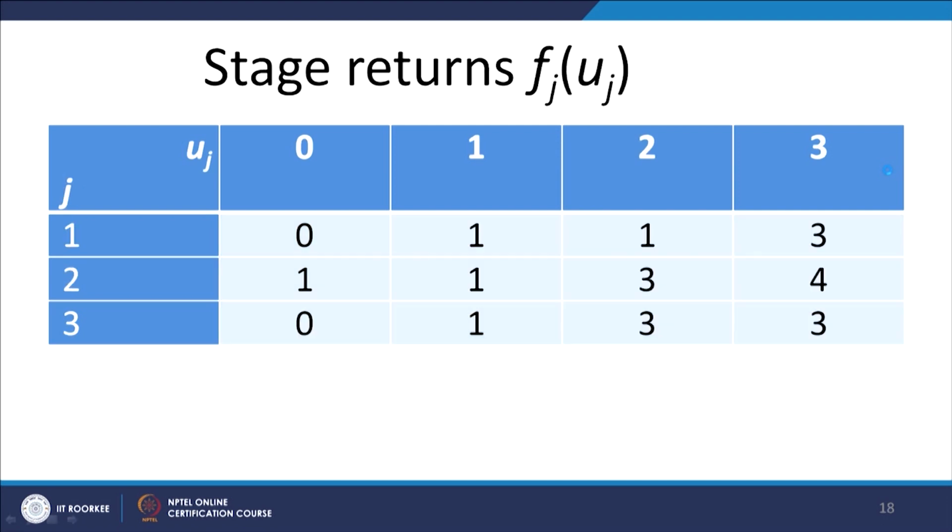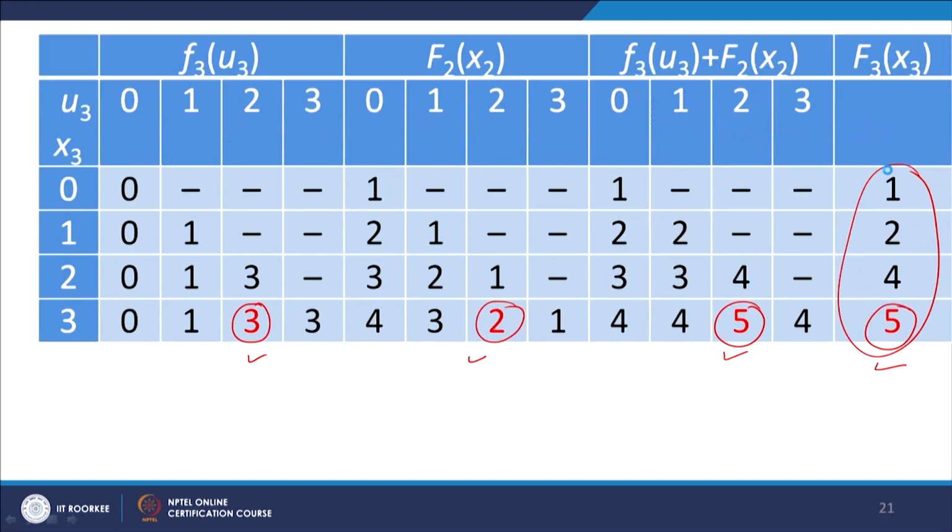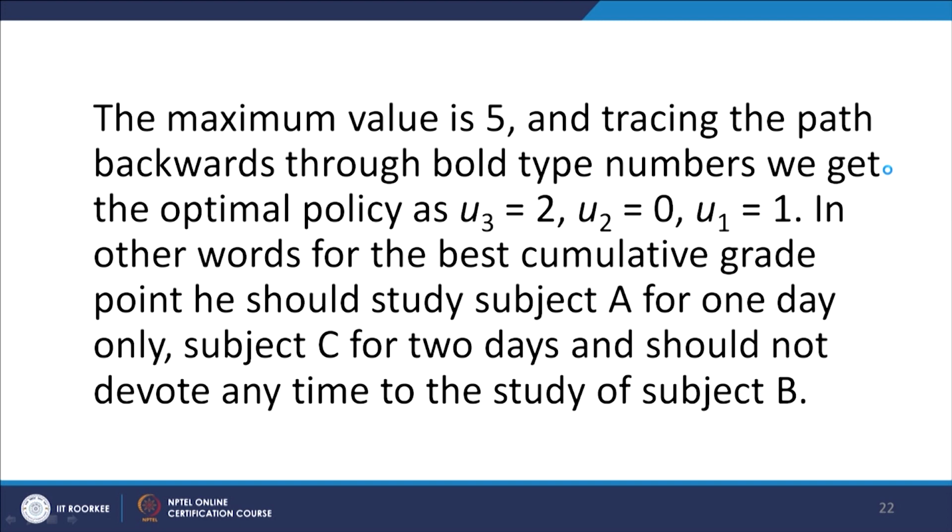and that is the reason why we get the value of our u3 as 2, u2 as 0, u1 as 1. So, this means that in other words for the best cumulative grade point, the student should study subject A for 1 day only, subject C for 2 days, and should not devote any time to the subject B.